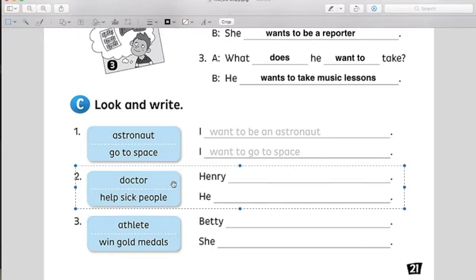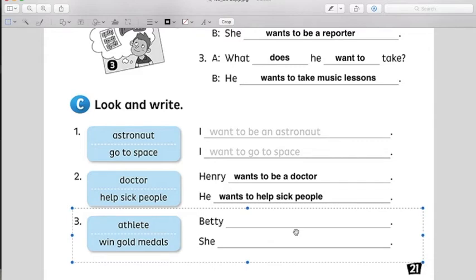So let's get started on number 2. Under number 2, we have doctor. And what does a doctor do? Help sick people. We have the name of a boy, Henry. What does Henry want to be? Henry is a name which substitutes the pronoun he because it is a boy. So Henry wants, because again, it is the name of a boy, it's the same as saying he. He wants to be a doctor. And what does he want to do? He wants to help sick people. Pretty easy, huh?